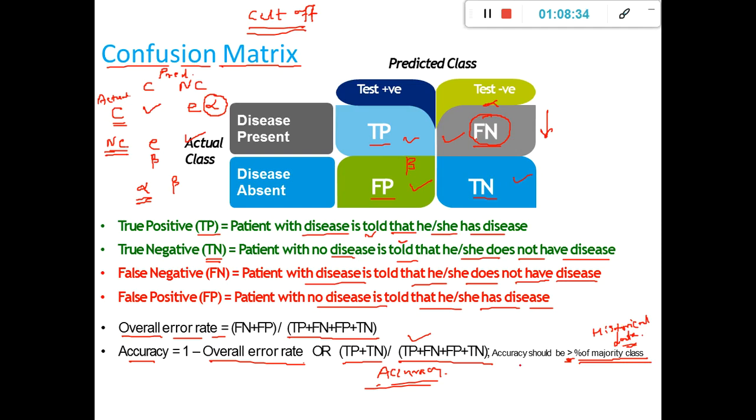So after calculating the accuracy for any model, what I have to check is the proportion of the majority class in the historical data, and if the accuracy which we have calculated from the model is greater than this majority percentage, then our model is good. This is one parameter to decide the model.